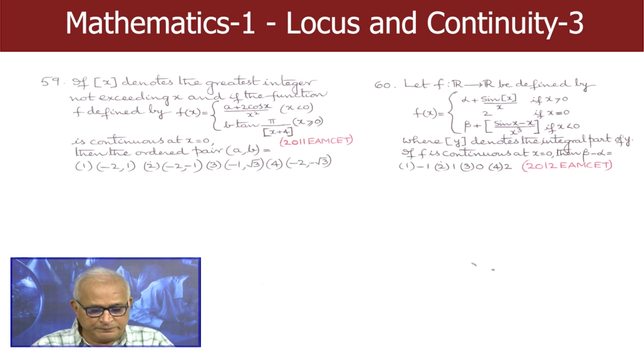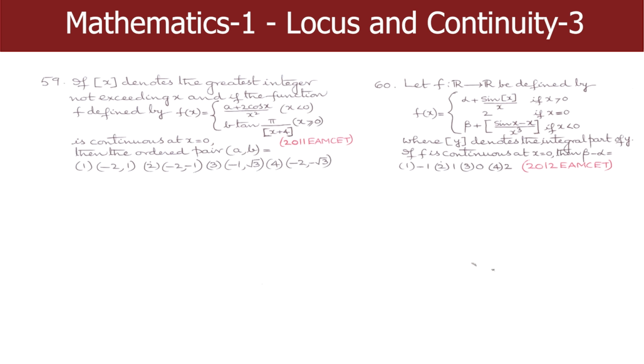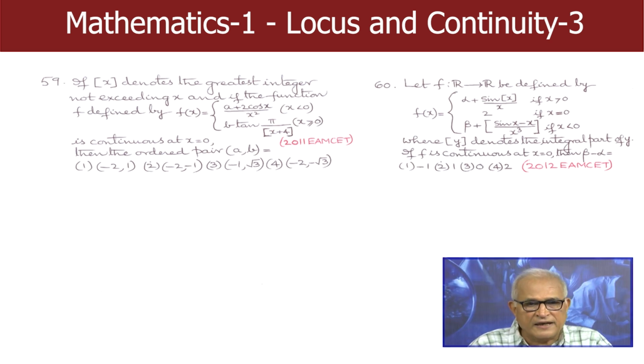Then 59. If bracket x denotes the greatest integer not exceeding x, and if the function f is defined by f(x) equal to (a plus 2 cos x) by x square for x less than 0, and b tan(pi by (bracket x plus 4)) if x greater than or equal to 0. Bracket x has the usual meaning. What is the ordered pair (a, b), if f is continuous at x equal to 0?